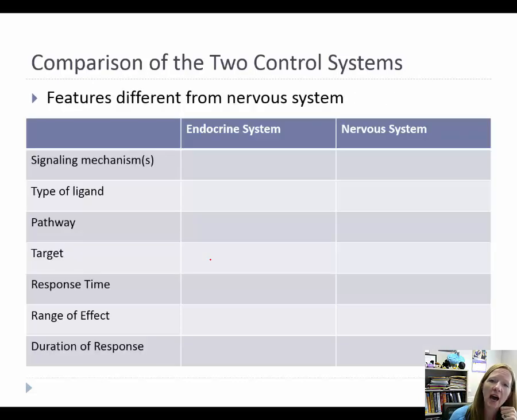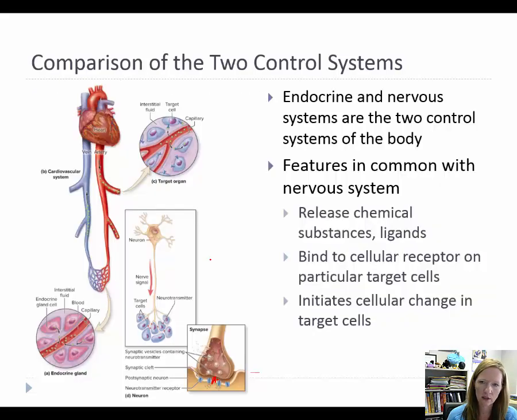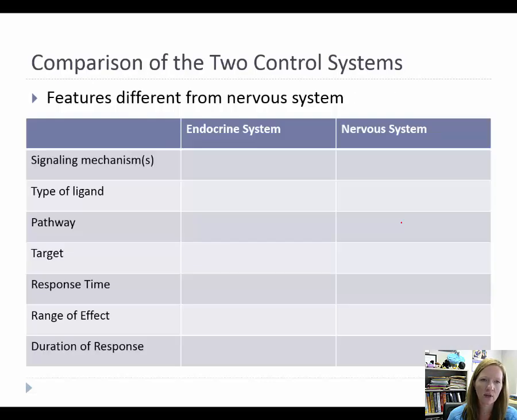Let's take a look and see how they are going to be different. So first of all, let's take a look at their signaling mechanism. Well, the endocrine system has a chemical signaling mechanism, right? We just talked about how a chemical substance is released. It uses chemicals to communicate with different parts of the body, and that chemical is a hormone. And when I say chemicals, it means a type of molecule that's composed of different elements and things like that.